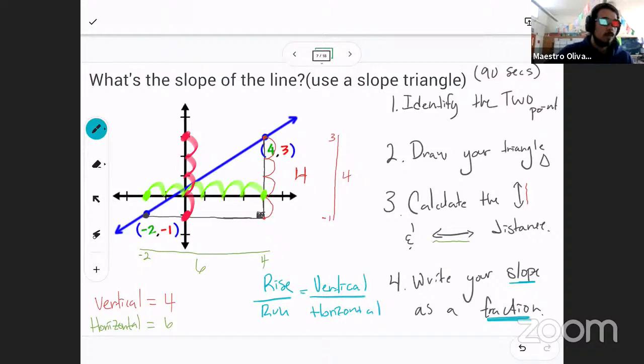So I'm typing into the chat box right now. Is it 4/6 or 6/4? Which one is it? 4/6 or 6/4? In the chat box, type out what you think it is. While you are all participating in the chat, I've been getting better at this part.